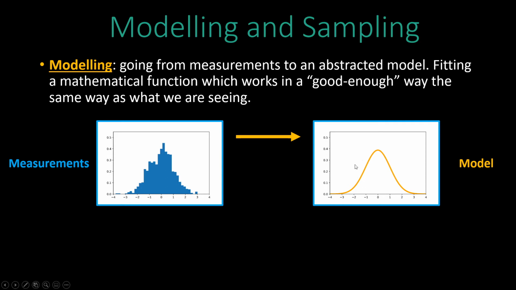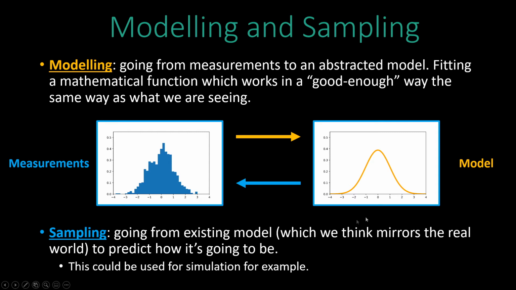And the other part, the other way around: if we have a model and we want to go from it back into samples, that's called sampling. So basically that is like predicting how it's going to be, or in a simulation scenario, we want to generate some samples which look like, behave like this. Okay.